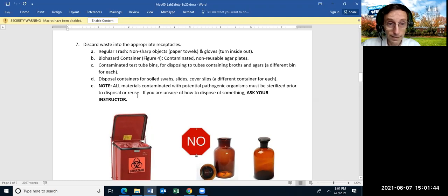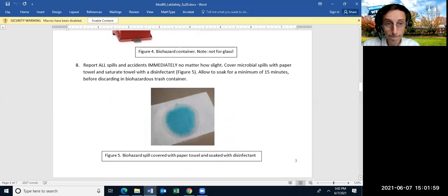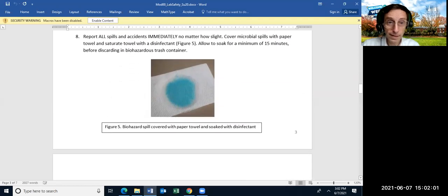I think I've already stated that. Everything that's contaminated goes into the autoclave or the biohazard bag. If you're unsure how to dispose of something, ask your instructor. Report all spills and accidents immediately, no matter how slight. Report it to the instructor.